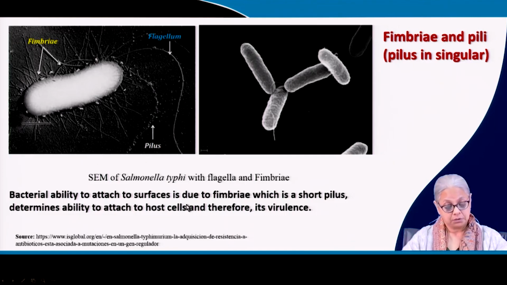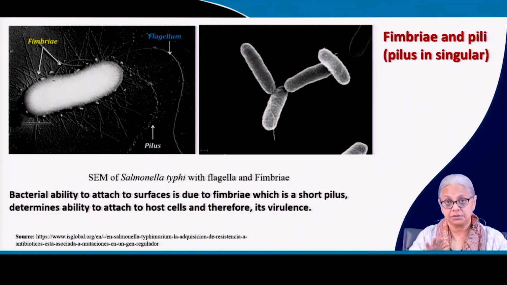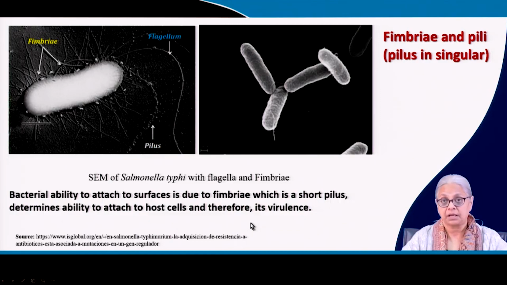So the fimbriae and the pili are together responsible for determining the virulence of the bacteria, because remember, if it attaches itself to a surface and then creates a pilus, the first step of the process is attachment, and then by transferring the plasmid that gives it resistance and other functions, it determines the virulence of that particular bacteria.